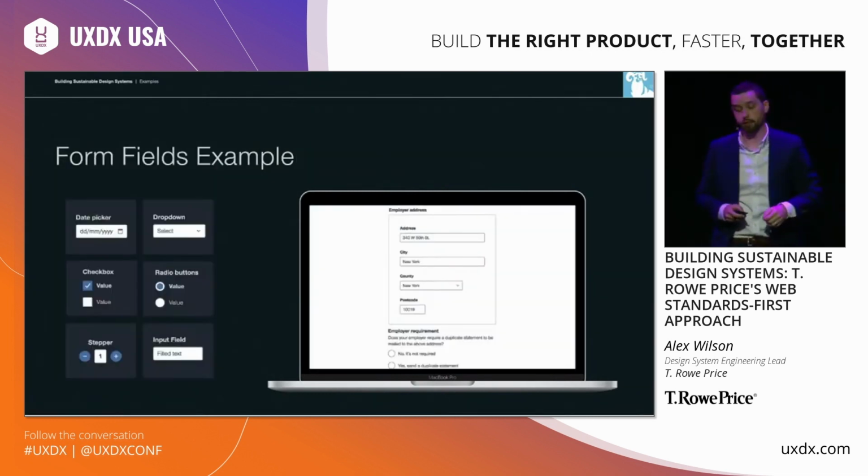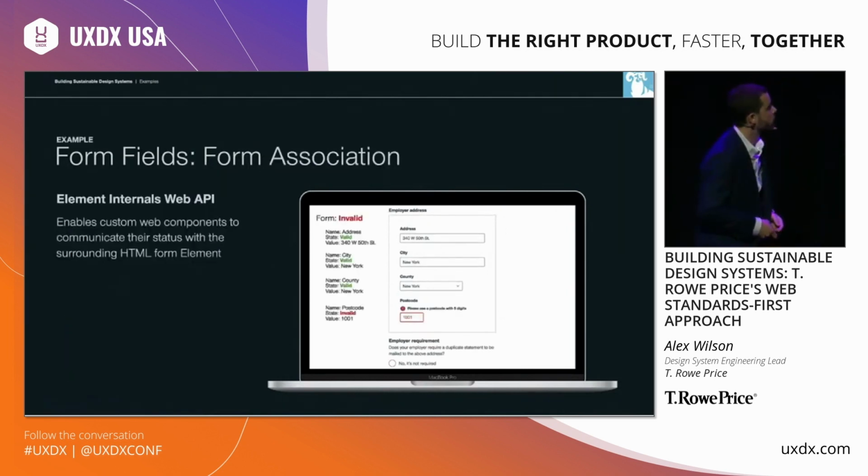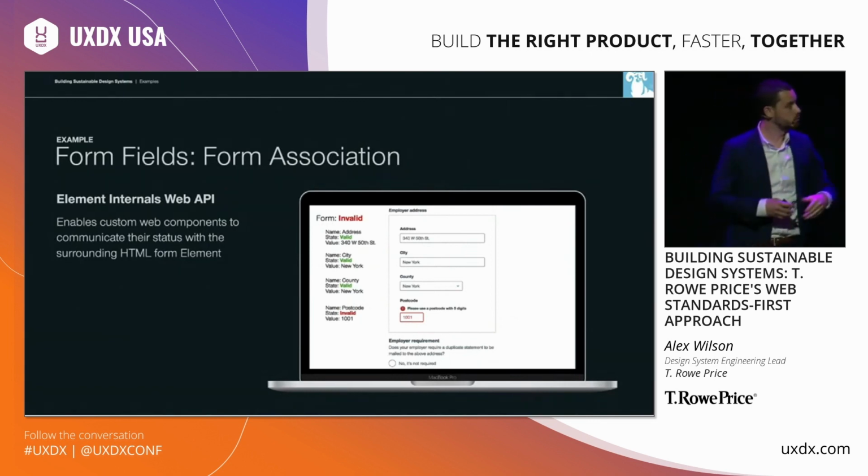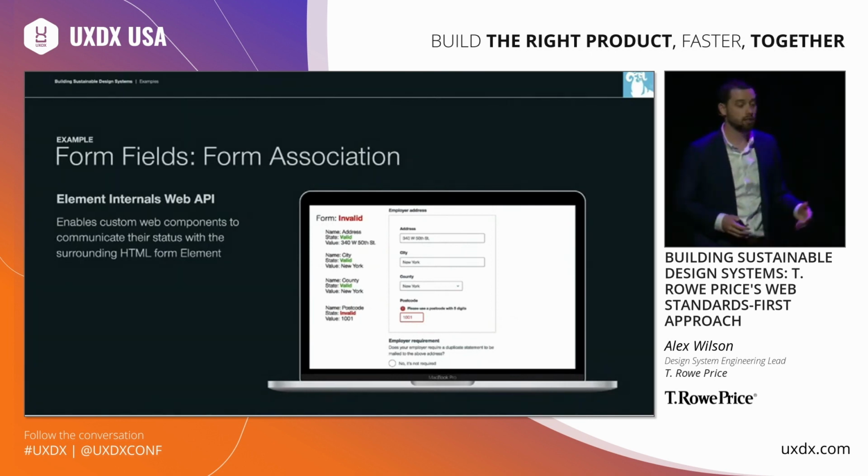Next, we get into form fields. So for form fields, we're going to go over the element internals API briefly, and then also the CSS variable usage that we have within our forms. So the element internals API enables our components to work with native HTML elements. And by that I mean that if we take a look at this example here, we can see that we have input fields, a drop-down, some error messages, some radio buttons, and they're all wrapped within just a native form element.